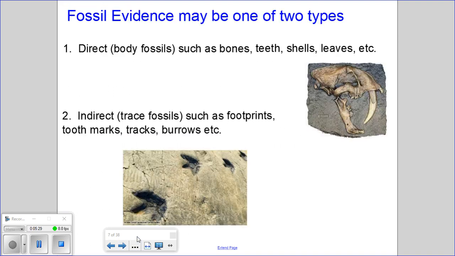So fossil evidence may be one of two types. There may be direct fossils, which are body fossils such as bones, teeth, shells, and leaves, and other things. And then there are the indirect or trace fossils, such as footprints, tooth marks, tracks, or burrows. So, evidence that animals would have left behind.